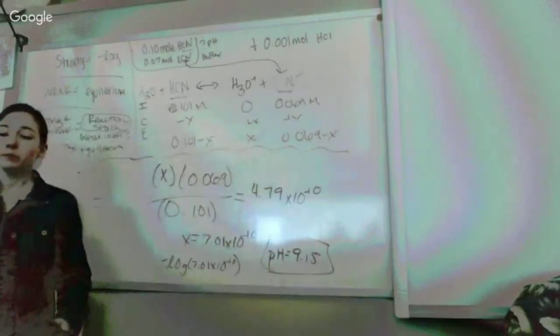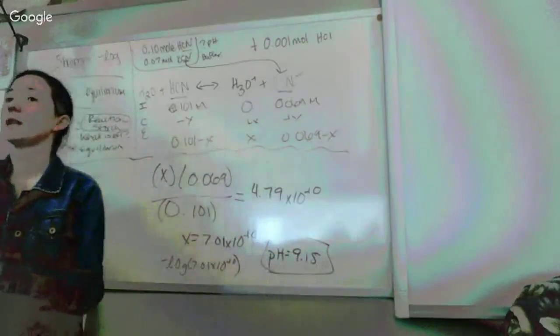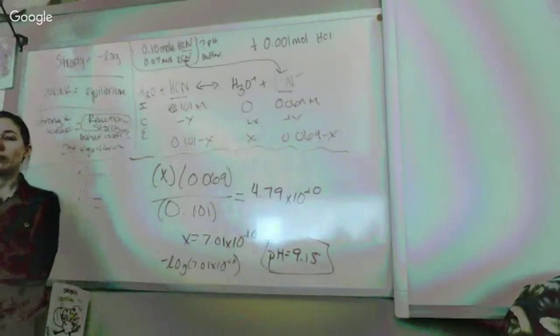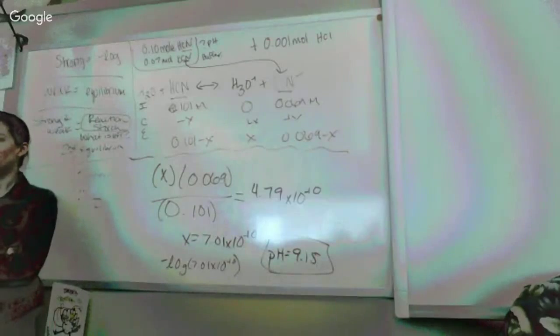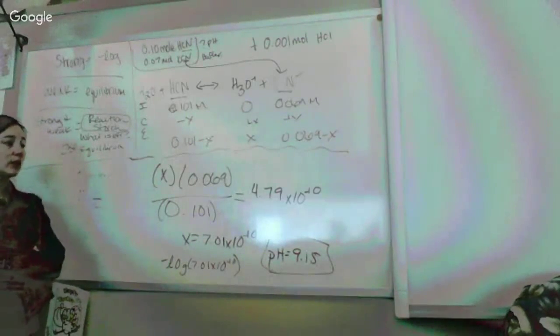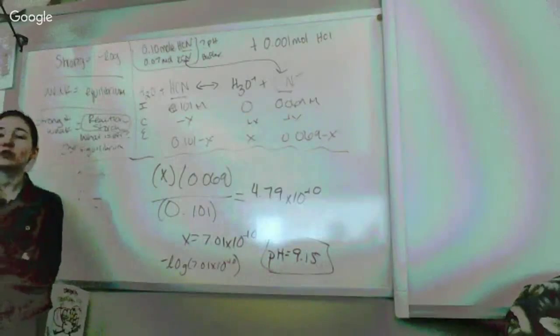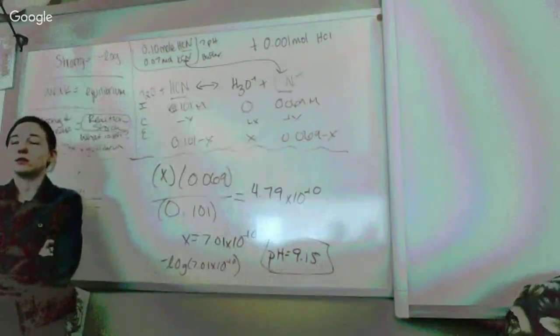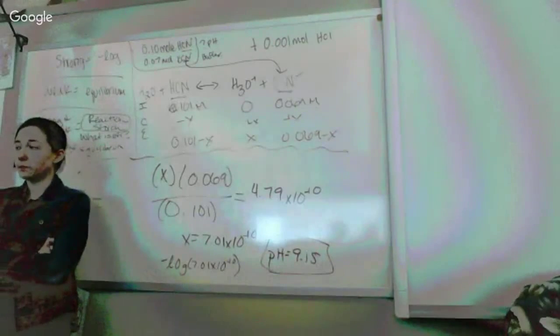So before my buffer, my pH was 9.16. Now I added a little bit of HCl and my pH is now 9.15. Does that sound reasonable? Yeah, we would have expected my pH to go down some because we added an acid, but we wouldn't expect it to go down very much because this is a buffer. It has the ability to react with both ions, and so it's not going to go very far.